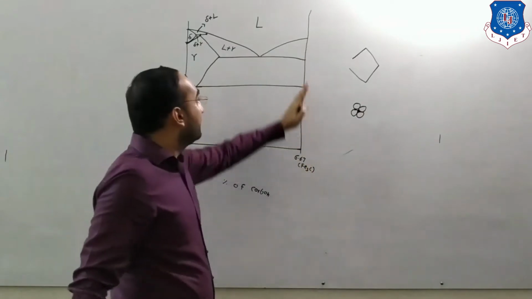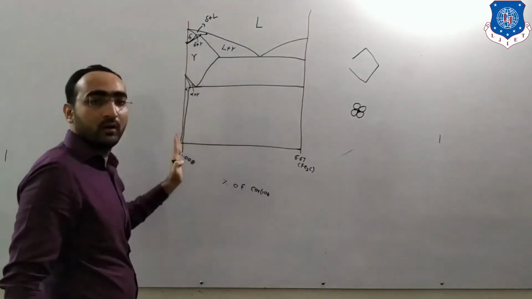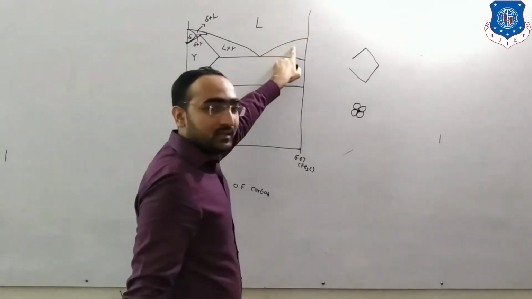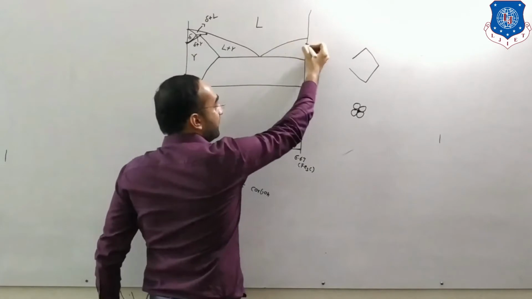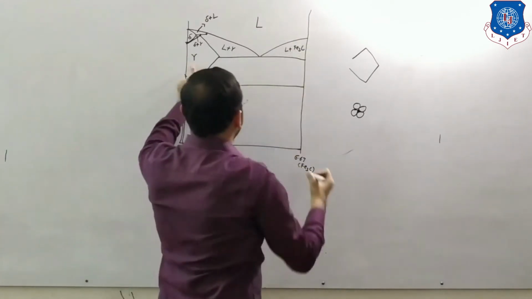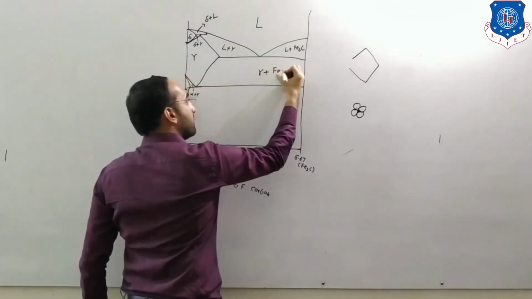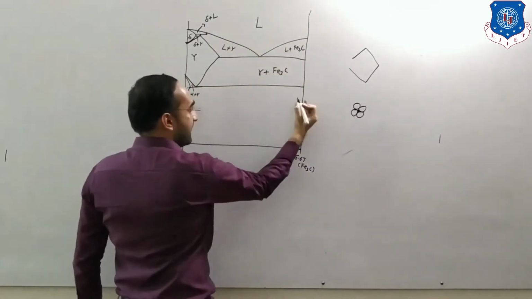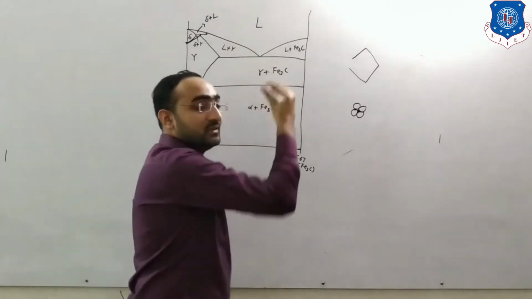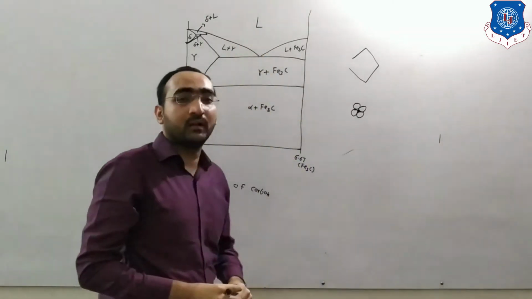So what will we be doing? This line is of the cementite and this line is of your pure iron. Now this region is located between liquid and Fe3C. So L plus Fe3C, gamma and Fe3C. Last one, alpha and Fe3C. So in this way we can say that all the phases of the diagram have been plotted out.